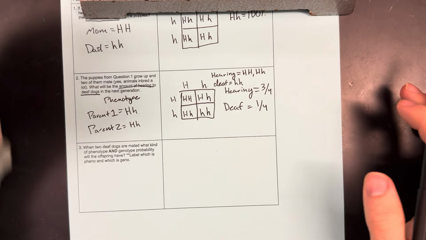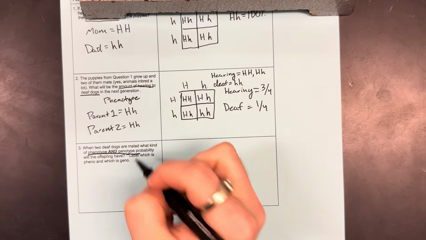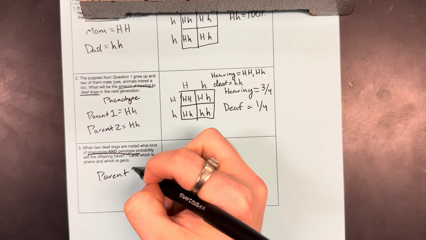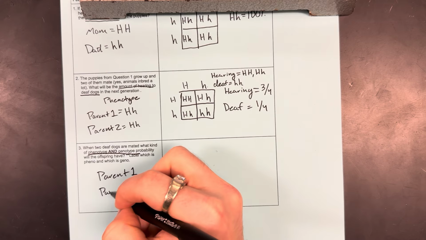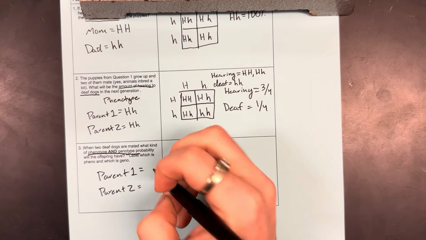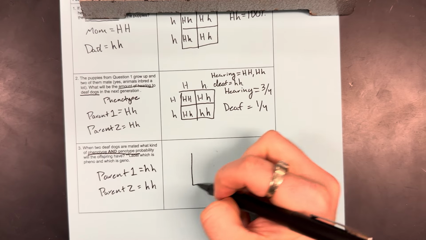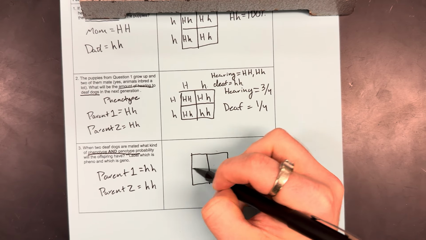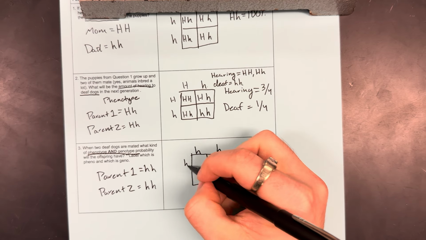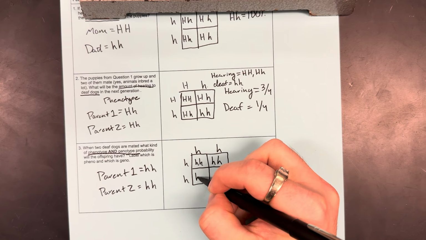Problem 3. When 2 deaf dogs are mated, what are the phenotype and genotype probability the offspring will have? Okay, so if we have parent 1, we always want to know what our parent genotypes are. Okay. And if they're both deaf, they're going to be lowercase h, lowercase h. And so parent 1 we can put up top, h, h. Parent 2 we can put on the side, h, h. And then we combine those in our Punnett square here.